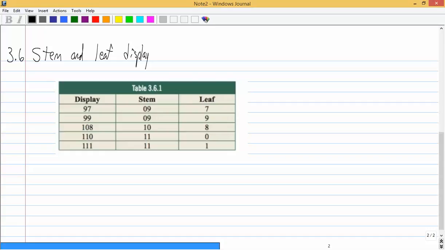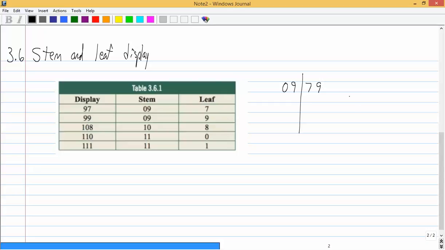Now what we can do to represent this data in a compact way, like I said, kind of like shorthand, it would be written like this: 0, 9, and then on the right here, since we have 2 stems of 0, 9, we'd have 7, 9. So what that stands for is 0, 9, 7, so 97, and 0, 9, 9, so 99.